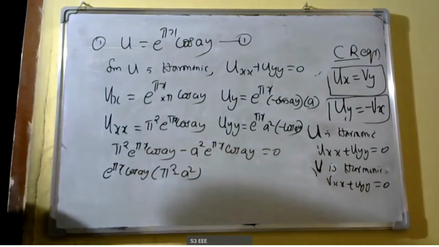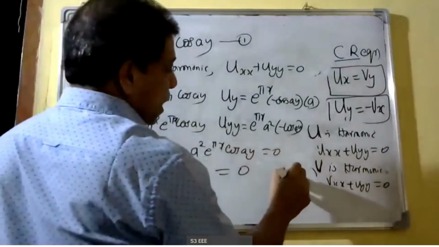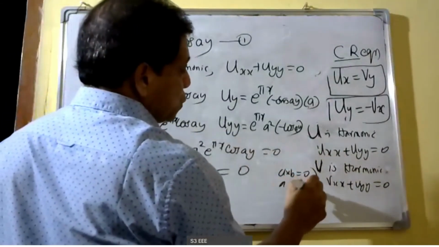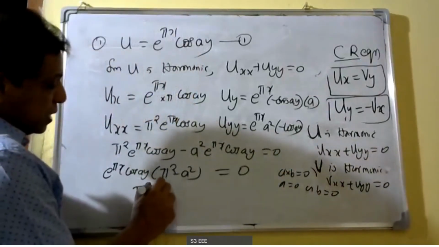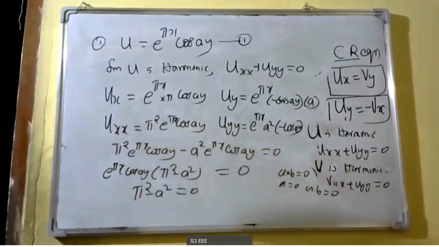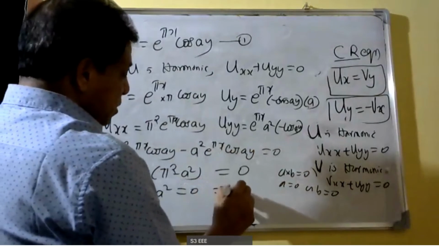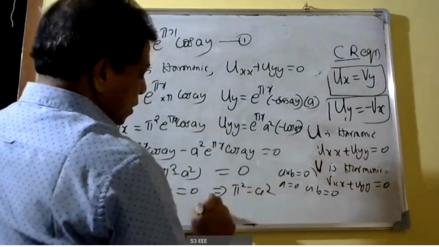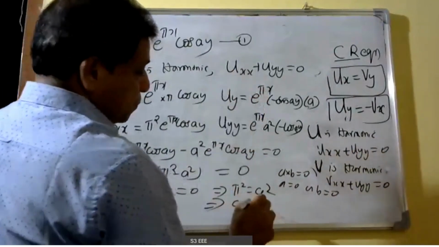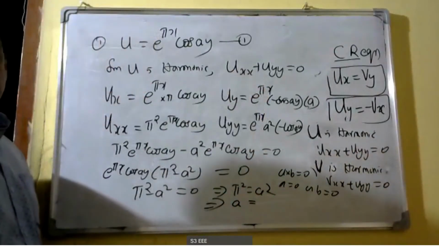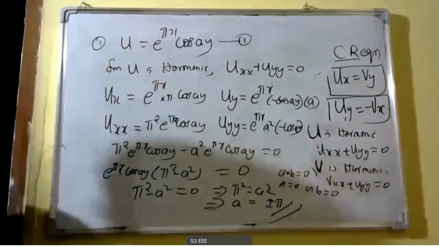Pi square minus a square is equal to 0. Here a into b equal to 0, either a equal to 0 or b equal to 0. When we take pi square minus a square is equal to 0, that implies pi square is equal to a square. Therefore, the value of a is equal to plus or minus pi.